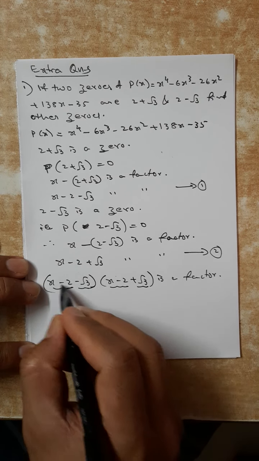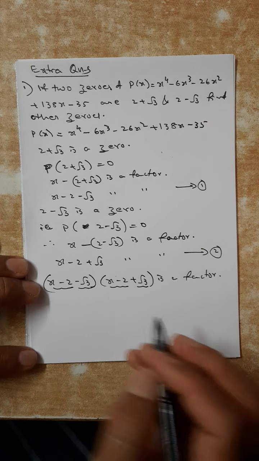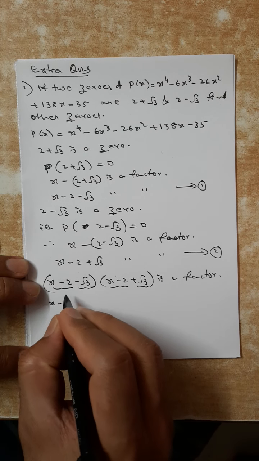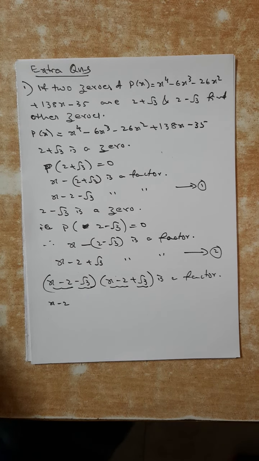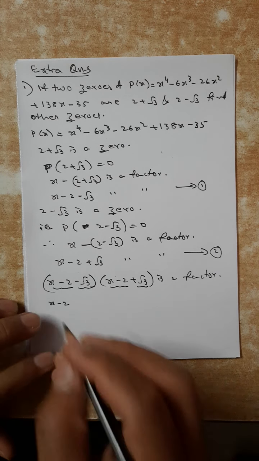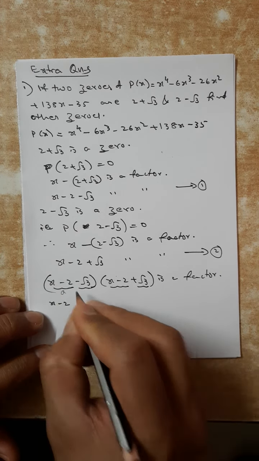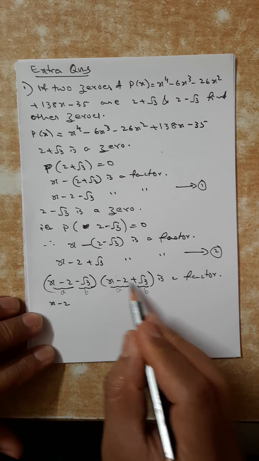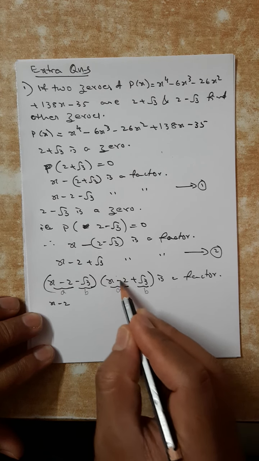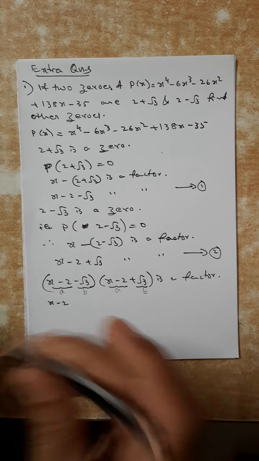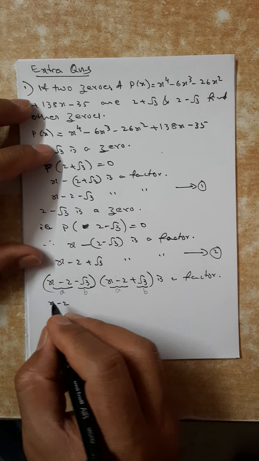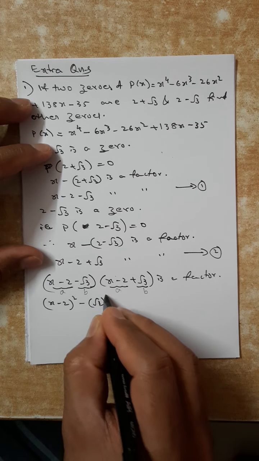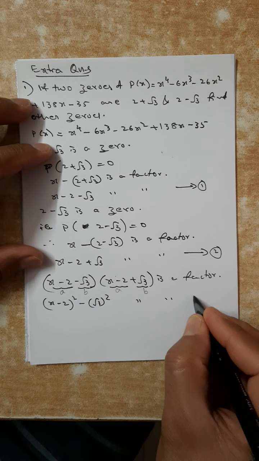A plus b, a minus b, a square minus b square, that is x minus 2, a. I will write this as a, this as b, a minus b, a plus b, a minus b means a square minus b square, that is x minus 2 whole square, a square minus root 3 square is a factor.